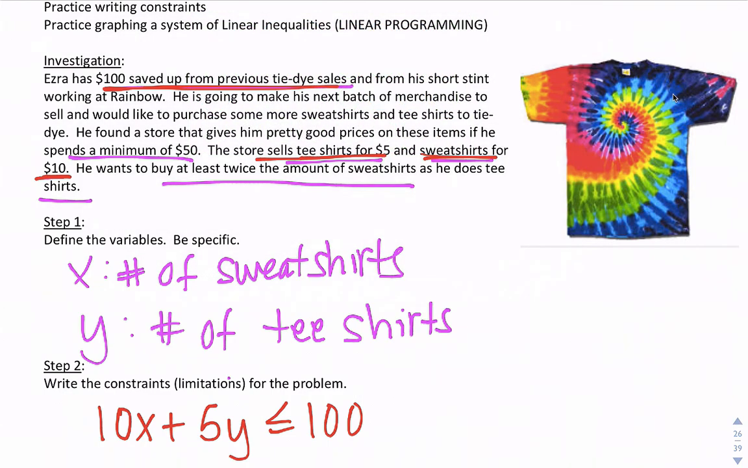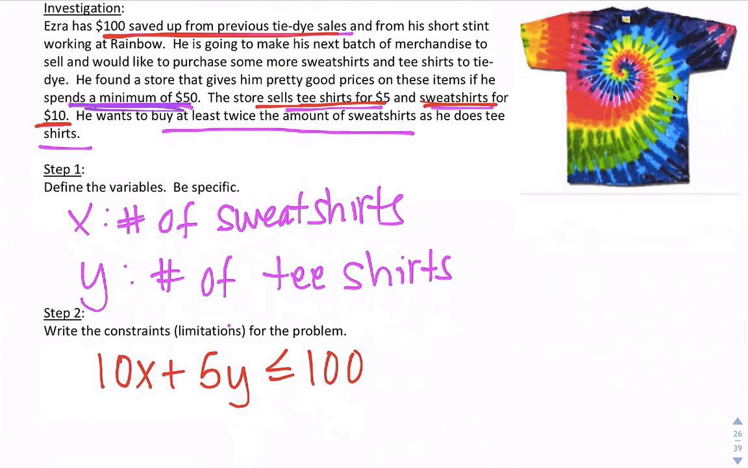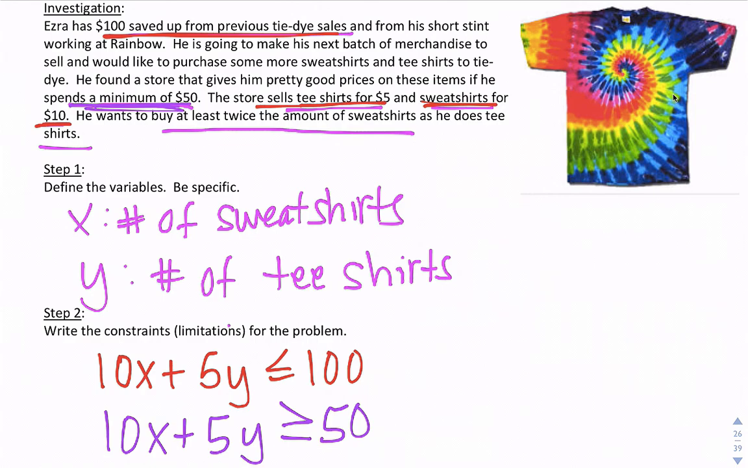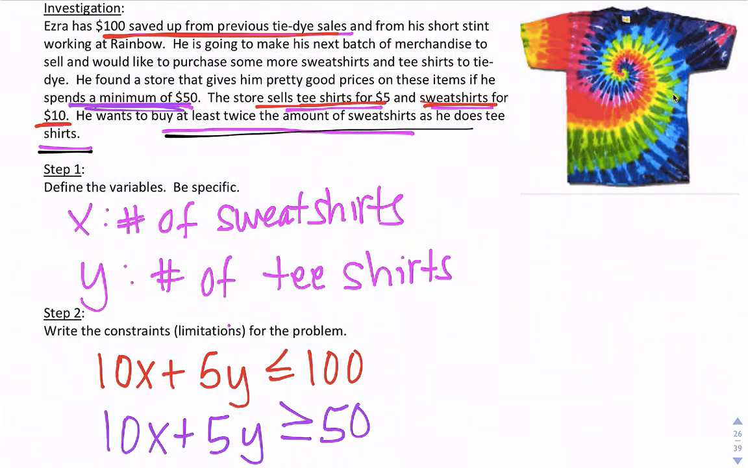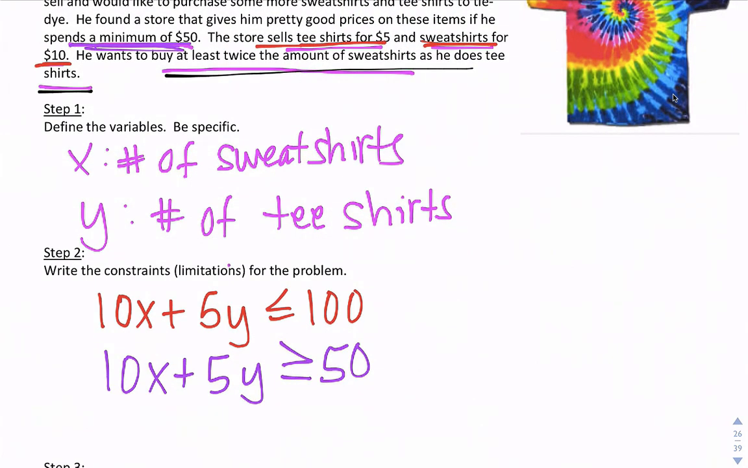The next inequality is he has to spend a minimum of $50. So again, it's $10 per sweatshirt, $5 per t-shirt, and he has to spend a minimum of $50, so greater than or equal to $50. Okay, and then the next constraint is that he wants to buy at least twice the amount of sweatshirts as he does t-shirts. So when we write that down, for the sweatshirts, he wants to buy at least twice the amount of sweatshirts as he does t-shirts. So here's x is greater than or equal to twice the number of t-shirts, 2y.